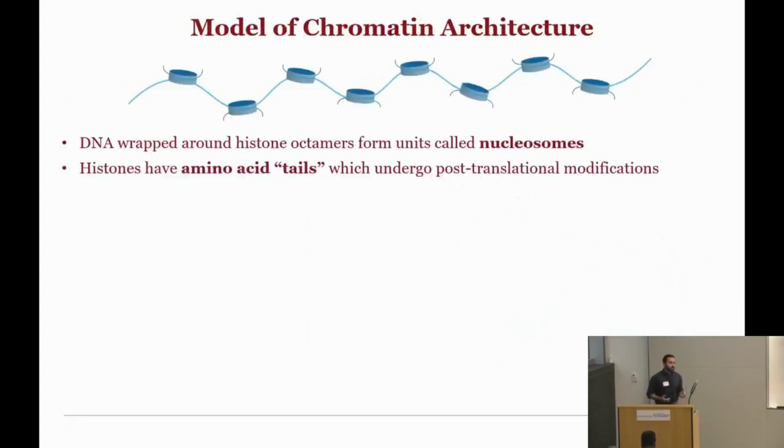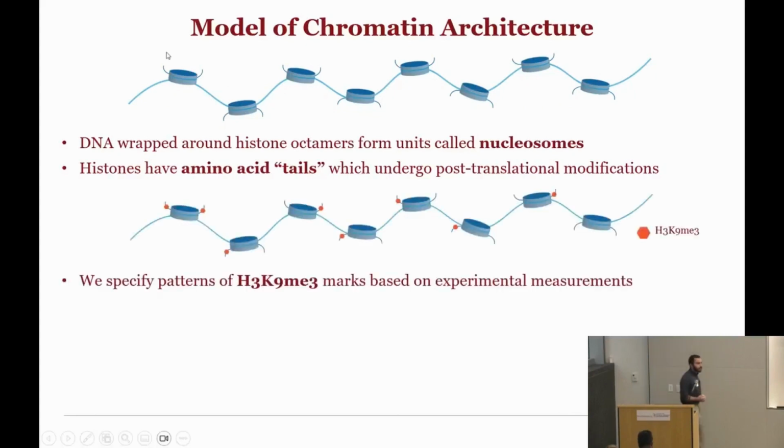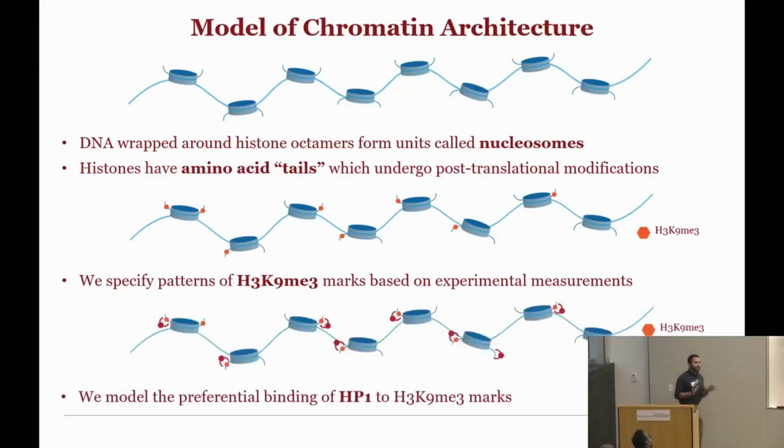I want to build this model step by step for our understanding. So we begin with a 1D array of nucleosomes. Each nucleosome has 2 histone tails, and these histone tails can be modified by H3K9me3 marks. I'll go into how we establish these marks on the next slide, but for now, let's take that for granted, and we know that HP1 readers preferentially bind these H3K9me3 marks, and these are the reader proteins that are responsible for affecting chromatin structure.